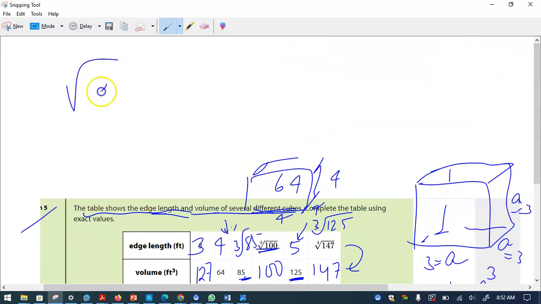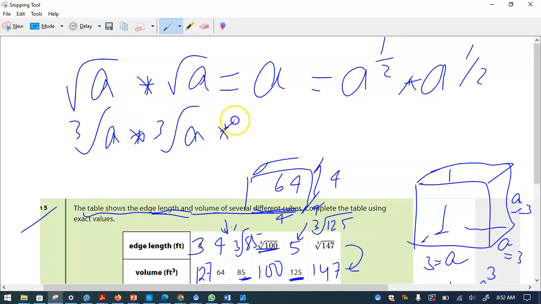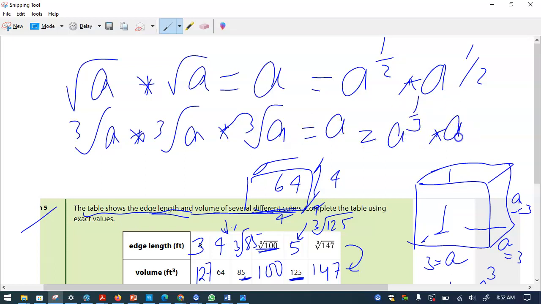So remember the trick here: if you have the square root of a times the square root of a, that is a, which is the same as a raised to half times a raised to half. And the cube root of a times the cube root of a times the cube root of a is a again, which is the same as a raised to one third times a raised to one third times a raised to one third.